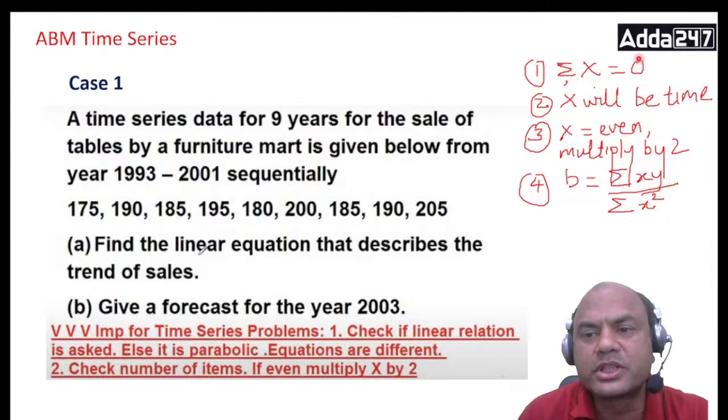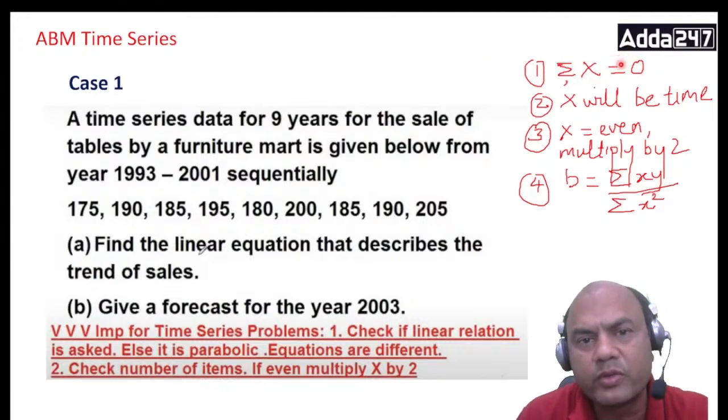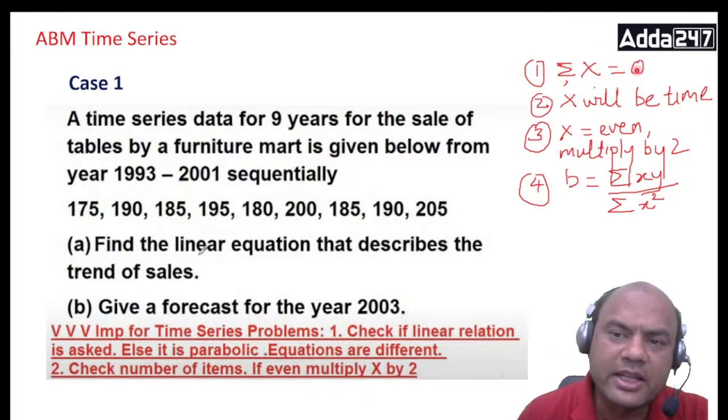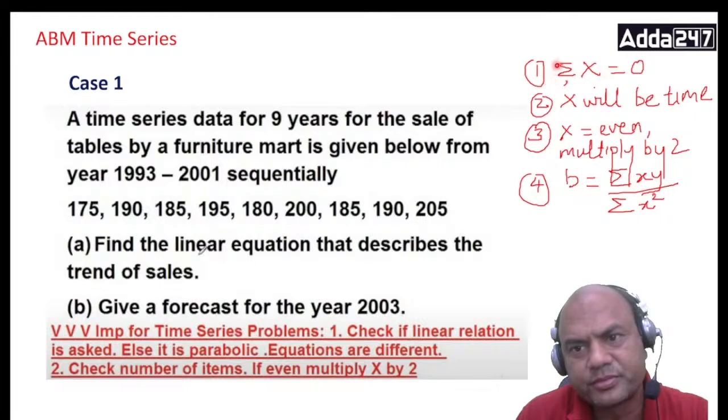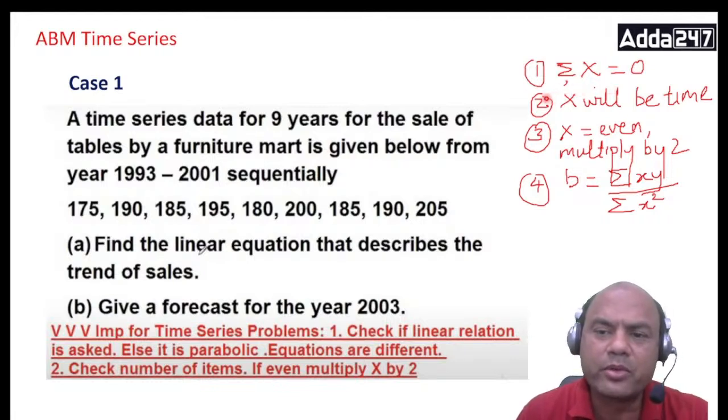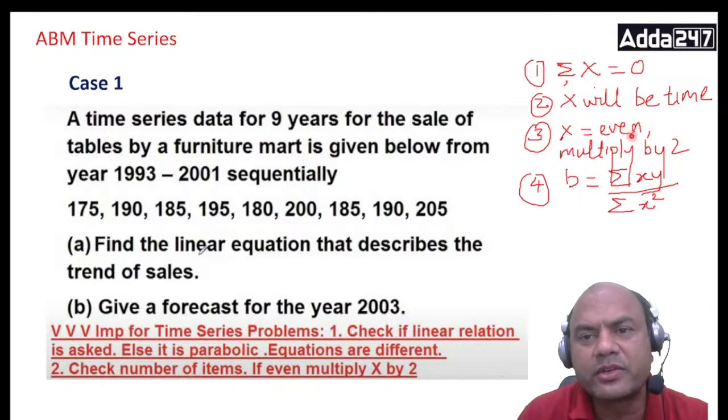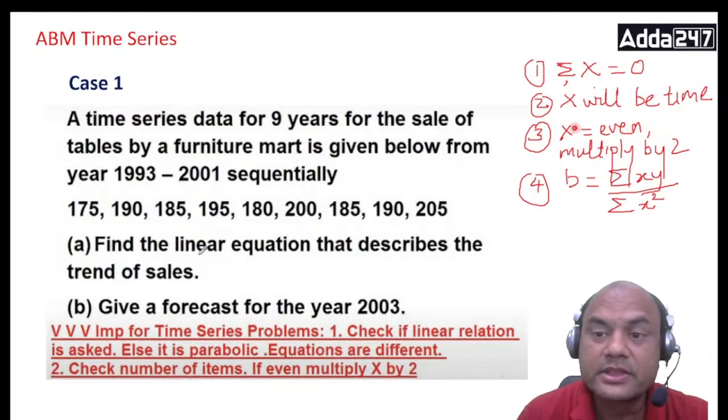Summation x equals 0. Your summation x should always be 0. Always, always, always. If your summation x does not come out to be 0, it means you have gone somewhere wrong. X will always be time. Remember this by heart. X will always be time over here. If x is even, multiply whatever is given by 2. This is the third point. If x is even, multiply by 2. And then B, how to find it?